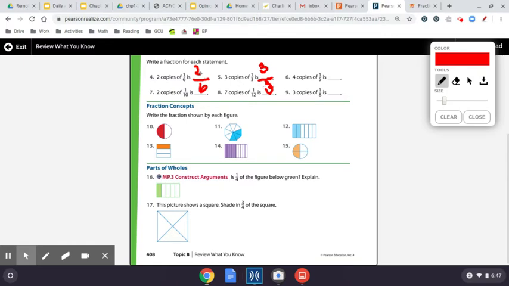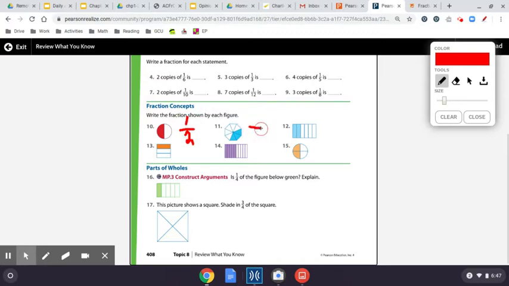So 4 copies of 1/5, how much would that be? 2 copies of 1/10, how much would that be? Down here, write the fraction shown by each figure. If you watched my video earlier, you know that the denominator is how many pieces make up the whole. I like to always start with my fraction bar, and then I'm going to say, okay, 2 pieces make up the whole here. So I'm writing 2 as my denominator. And then I'm looking to see how many pieces are shaded in. That's going to be my numerator. 1 piece is shaded in. That's my numerator.